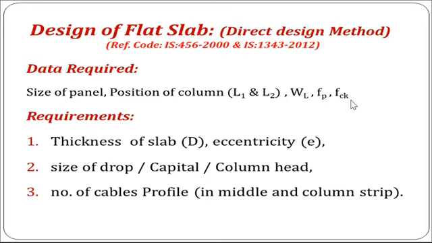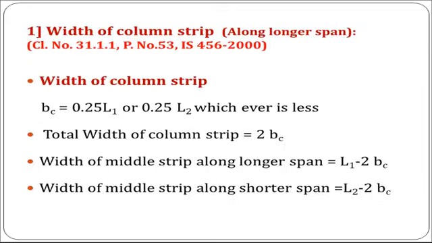Now what are the requirements? First is the thickness of the slab, and second is the eccentricity. Third, we can find out the size of the drop, capital and column head. Then the number of cable profiles in the middle strip as well as in the column strip or A strip. These are the requirements. So step number 1: first of all we find the width of the column strip.